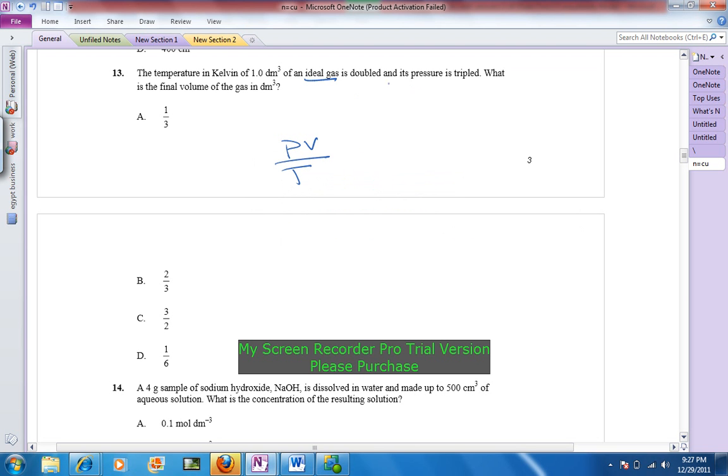The pressure's tripled and the temperature is doubled. They're looking for the volume. So what I always do is I take everything else to the other side, which is T over P. It said that the pressure is tripled and the temperature is doubled, so your answer is 2 over 3.